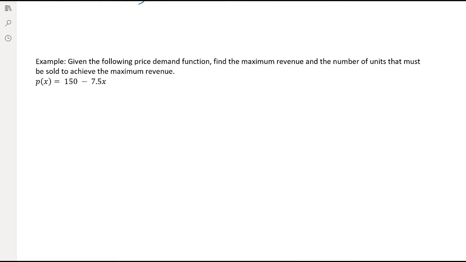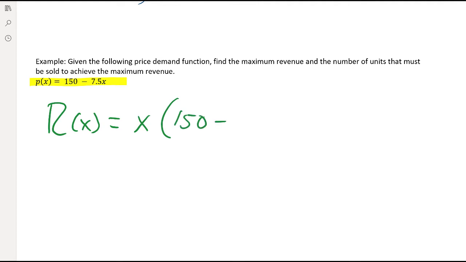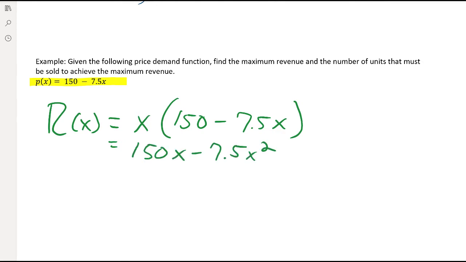Given the following price demand function, find the maximum revenue and the number of units that must be sold to achieve this maximum revenue. All right. The first thing we realize is that they don't give us the revenue function, but they give us a price function. We know from before that to get the revenue function, we must multiply that price function through by x. So I'm going to take x and multiply it through to my price function, which is 150 minus 7.5x. Distributing my x value here, we get 150x minus 7.5x squared.